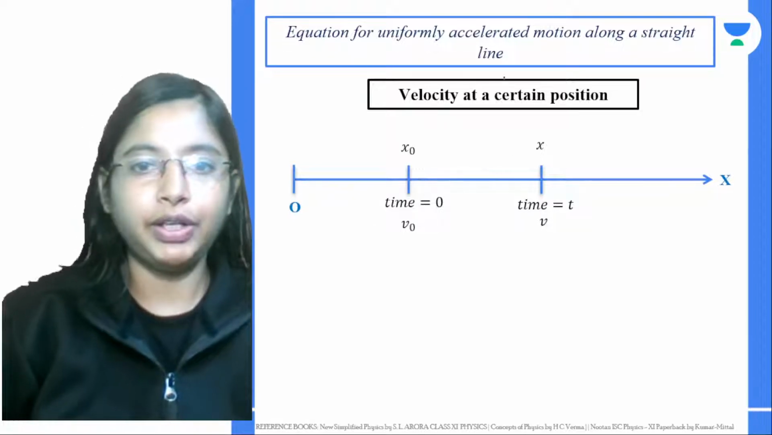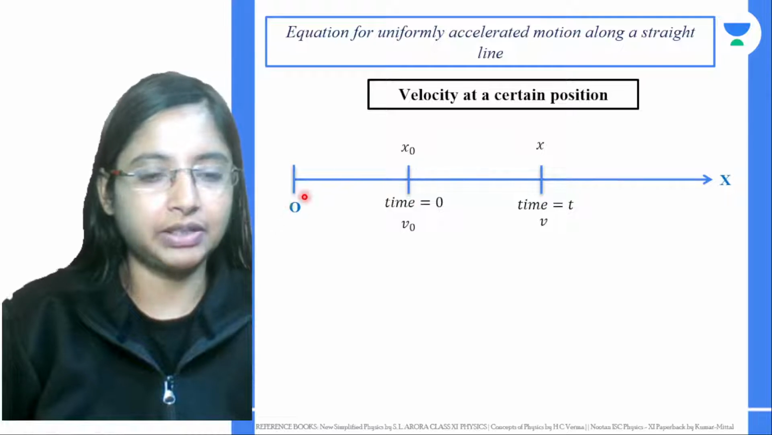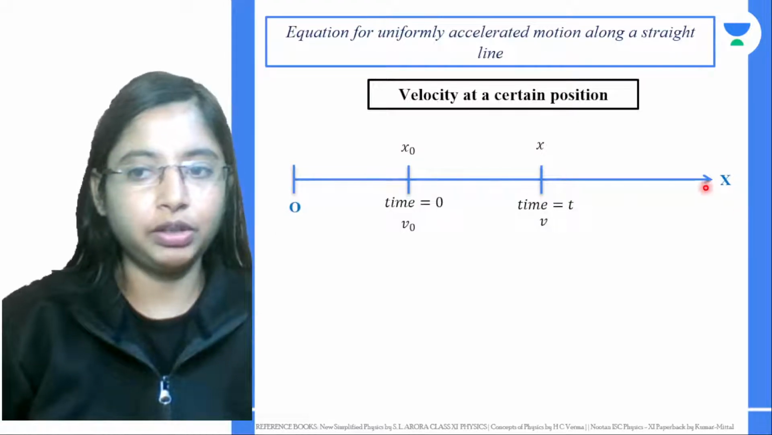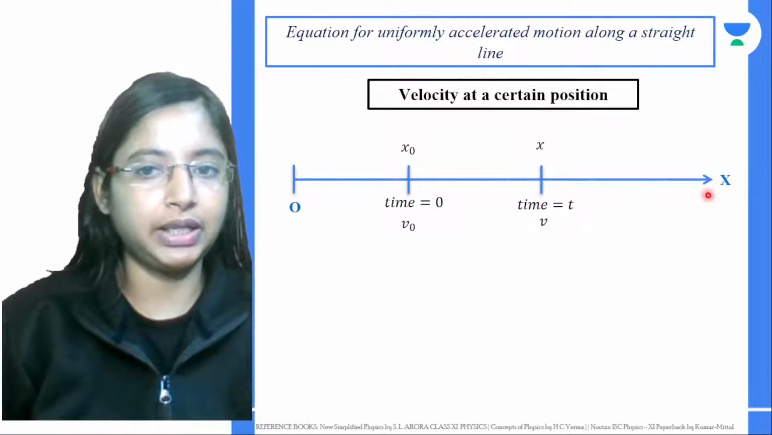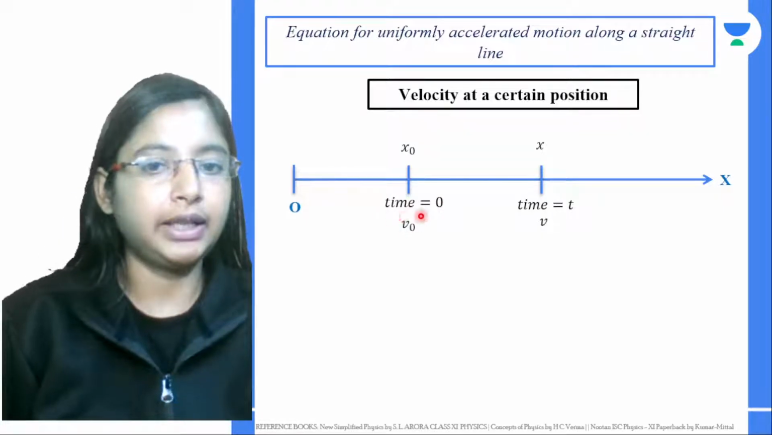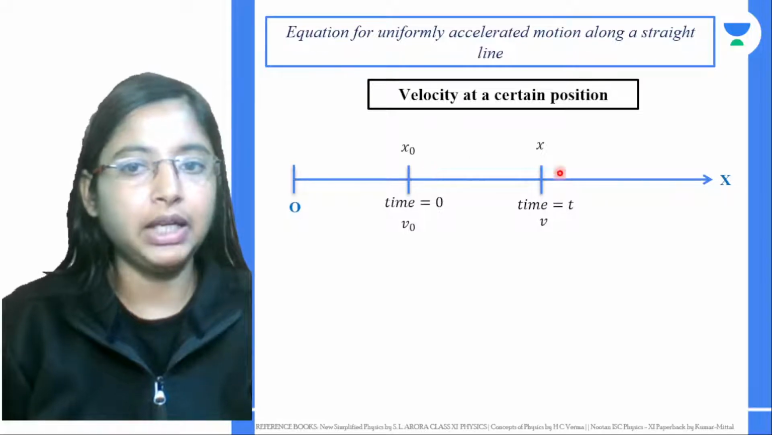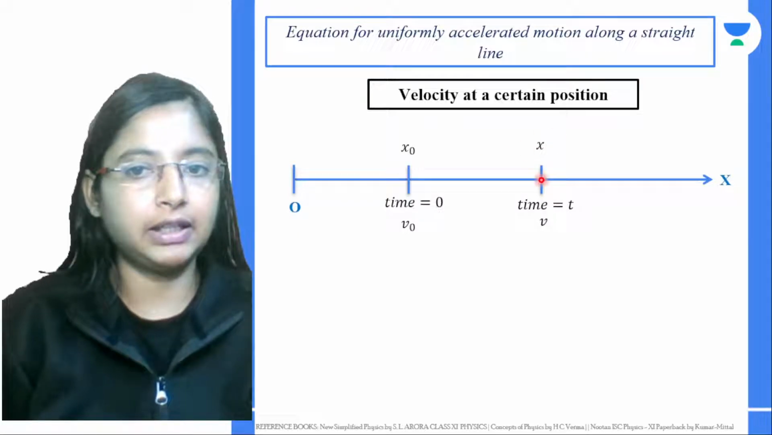Now in this class we will cover what the velocity is at a certain position. When you're talking about velocity at a certain position, similar to the previous case, the object is going along the positive x direction, in one direction. At the time we started considering, t equals 0, it was at a position x0, and at that point it had a particular velocity. After some time, its position was x; it traveled some distance.